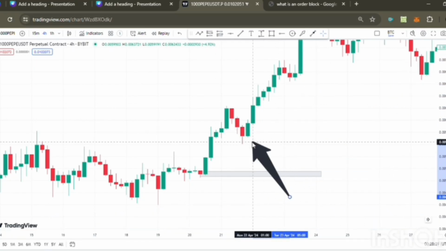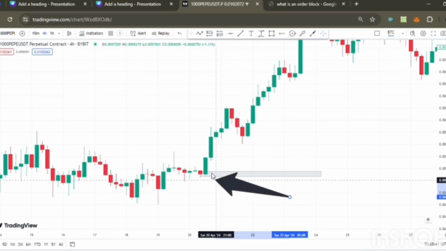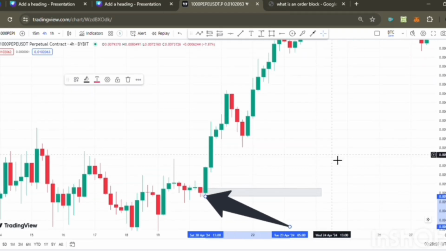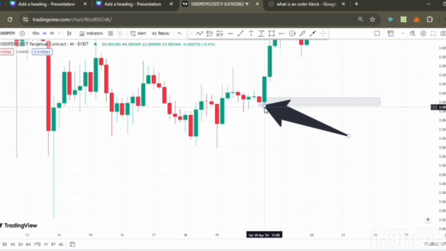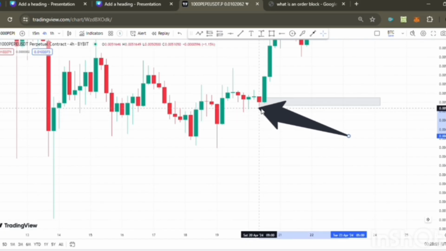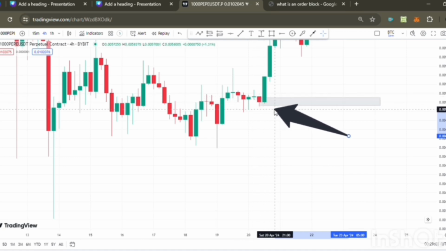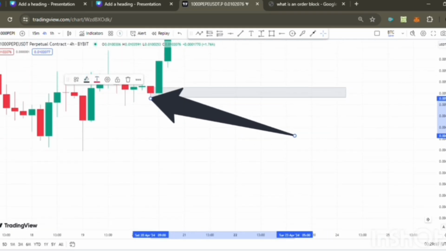In the bullish scenario, this last bearish candle that formed before the market started pushing up to the upside, you can see that this last bearish candle completely swept the liquidity of the previous bullish candle. Do you see it? The last wick of the bearish candle, let me zoom this so you see it.